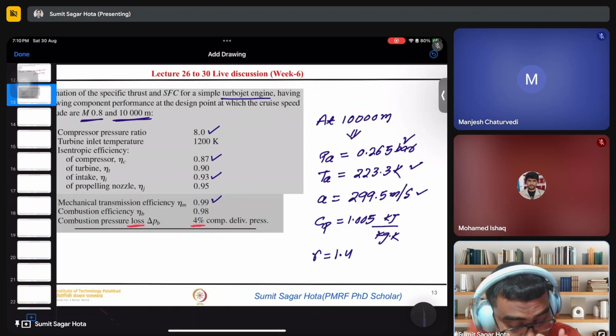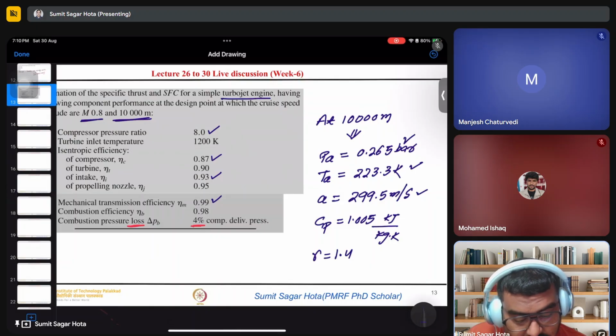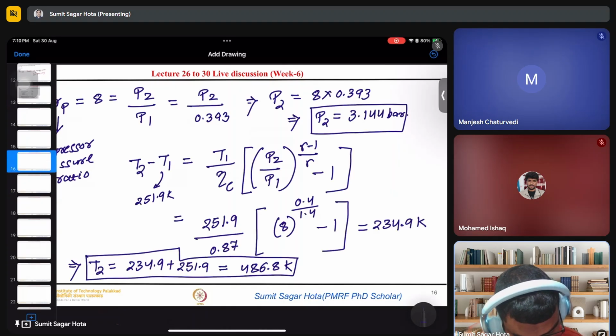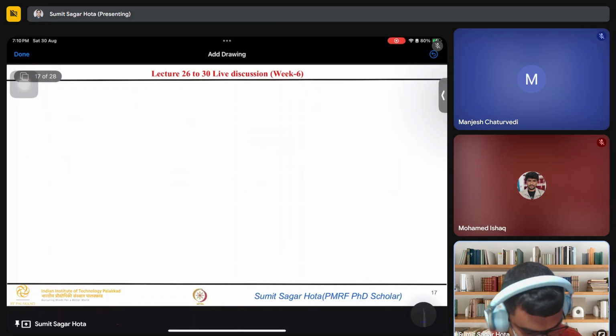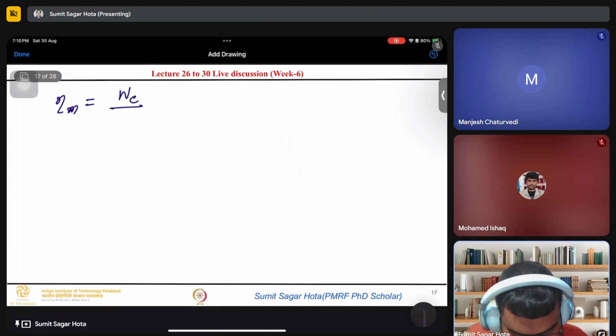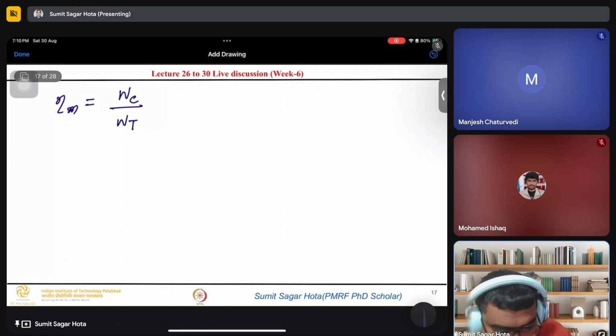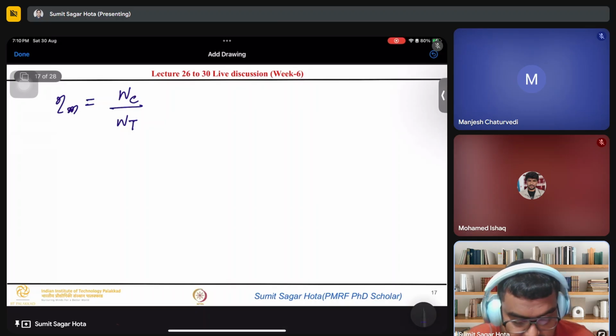So this mechanical transmission efficiency is given. That means it is the ratio of the compressor power to the turbine power, or the compressor work to the turbine work. Always remember, in calculating efficiency, it will always be output by input. Input we are giving from the turbine to the compressor.